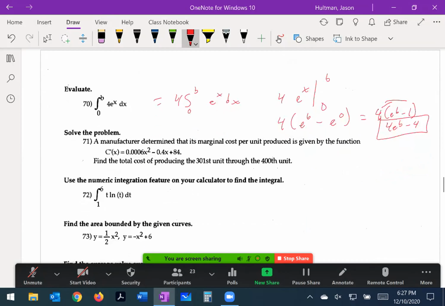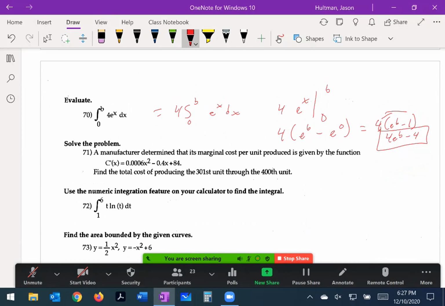Okay, 71. A manufacturer determined that its marginal cost per unit produced is given by this function. Find the total cost of producing the 301st through the 400th unit. So we want to integrate from the 301st through the 400th unit. And so this is 0.0006 x squared minus 0.4x plus 84.